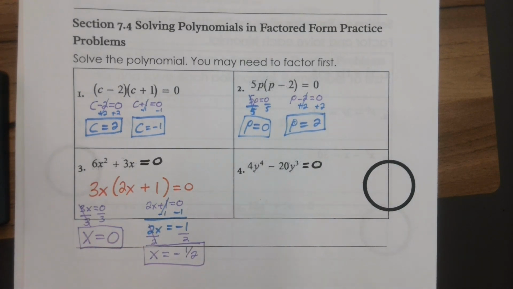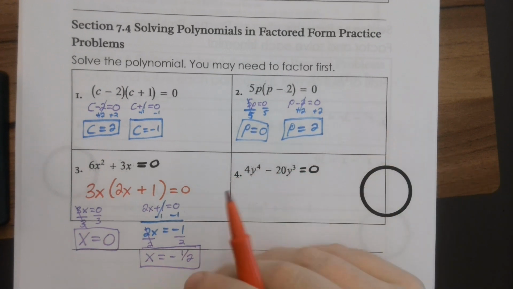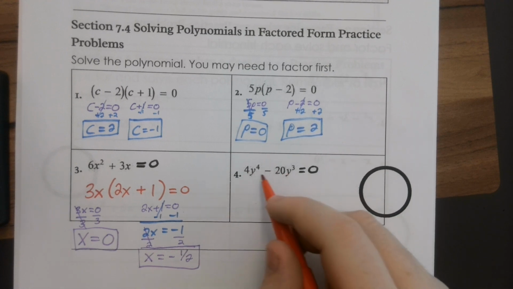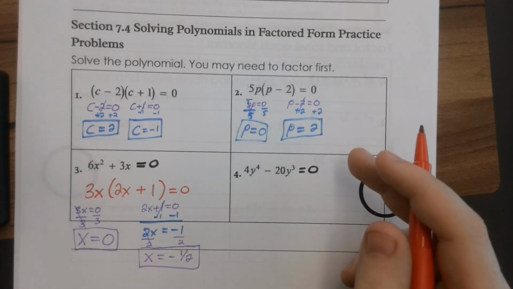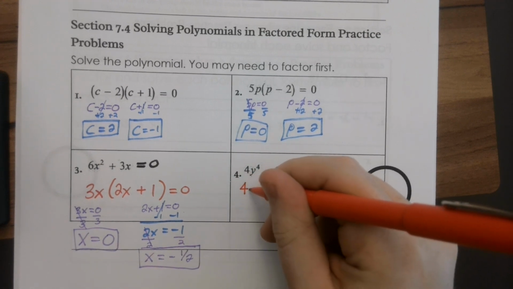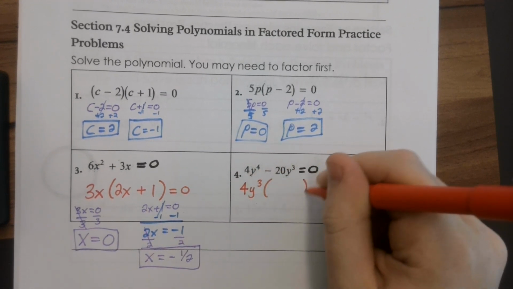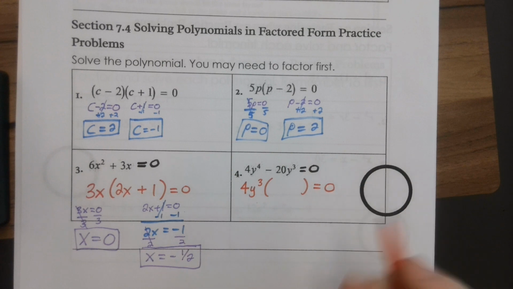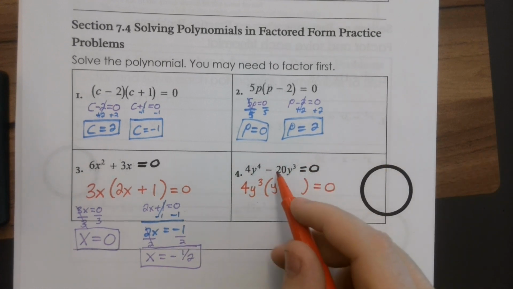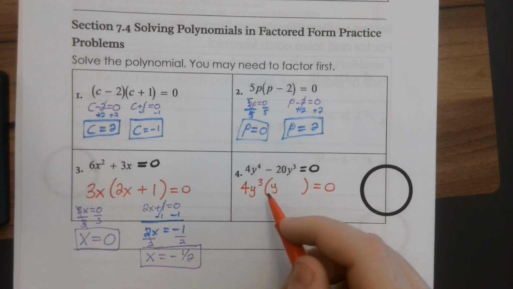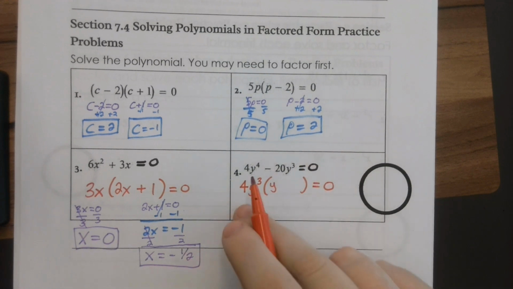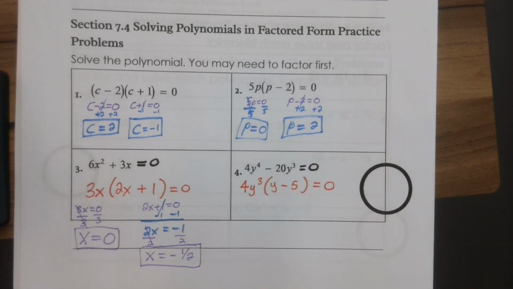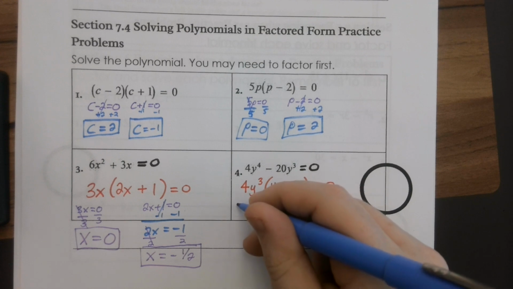For problem 4, we do the same thing. We check to see if there's anything we can factor out from these terms. And there is. Notice how both of these can be divided by 4, and both of them have at least 3 y's inside of them. We can factor out 4y cubed. What are we left with when we take out the 4 and 3 of the y's? Just one of the y's left over. What's negative 20y cubed divided by 4y cubed? Well, the y cubes cancel, so what's negative 20 divided by 4? Negative 5. We then set each piece equal to 0.